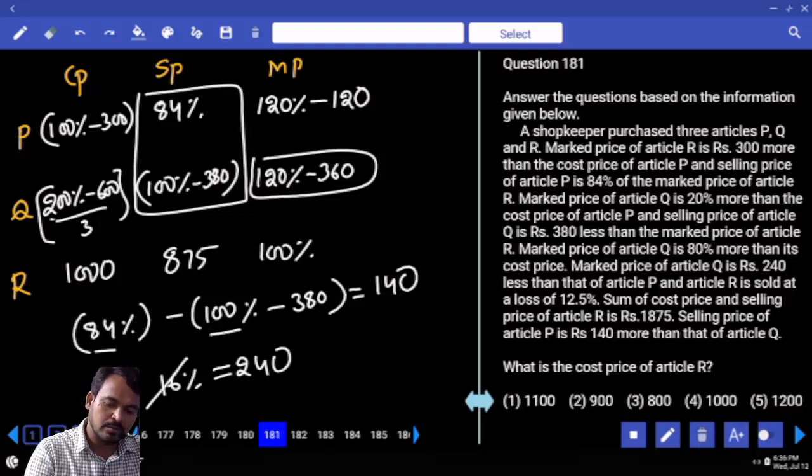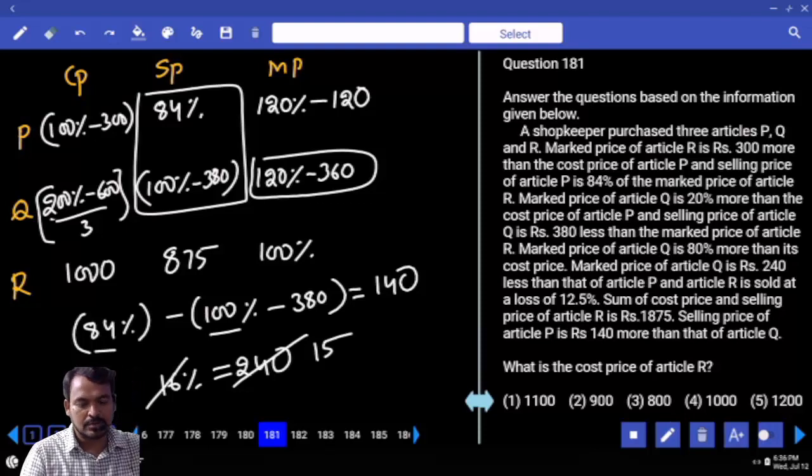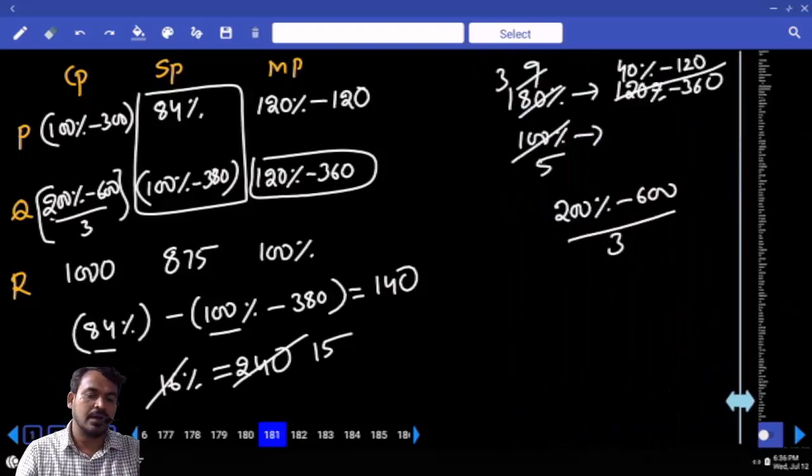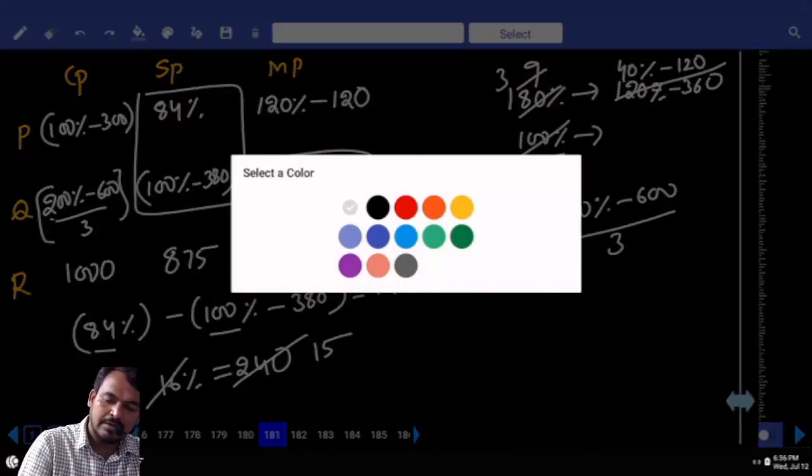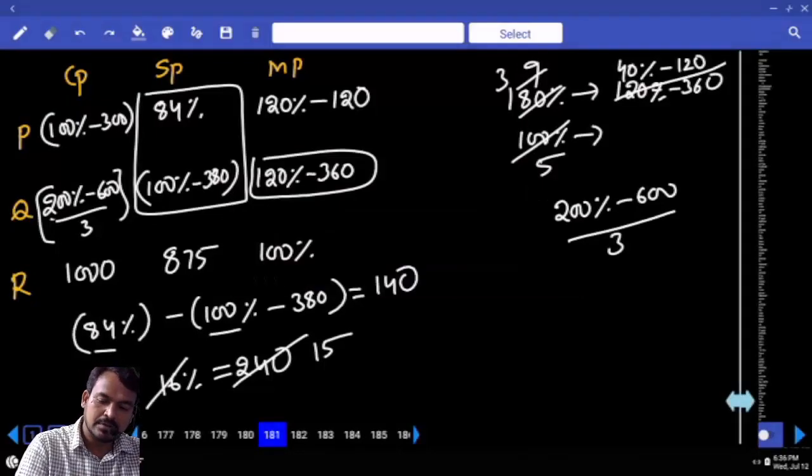240. 16 how many times? 15 times. Means we get the 1% value as how much? 15. 1% is 15. Then we return all the values. What is the 100%? 1500.